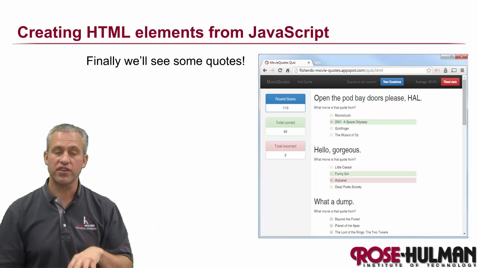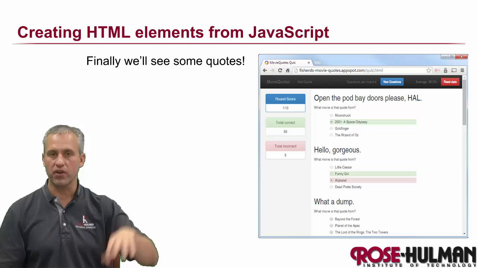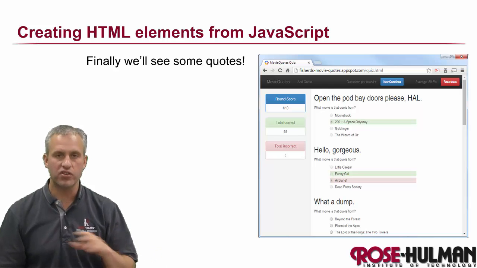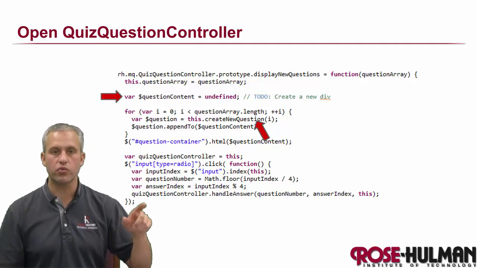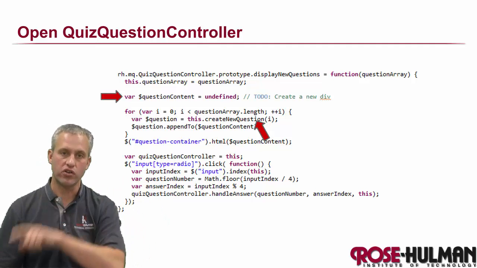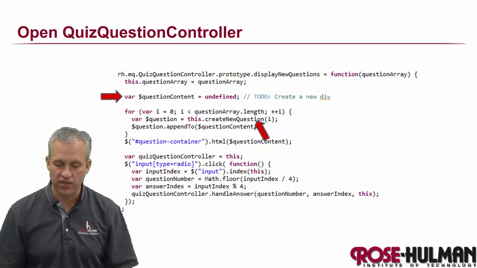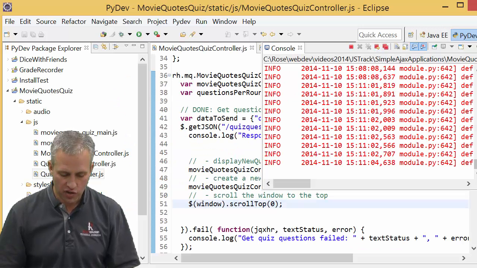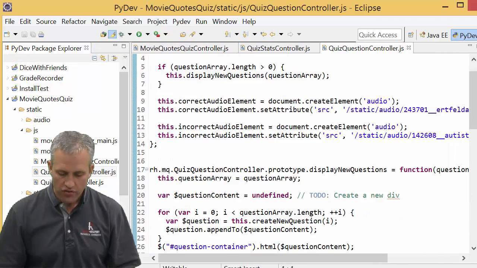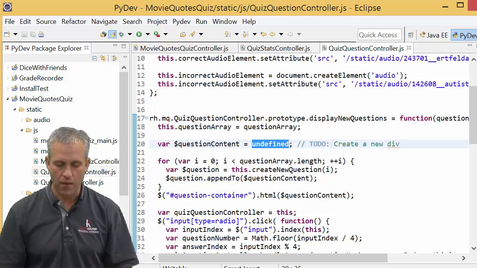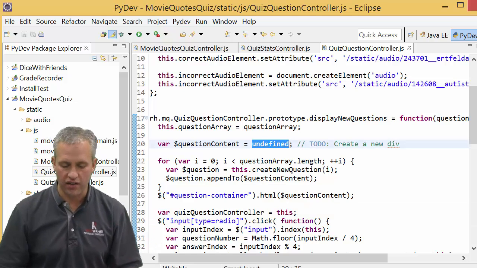jQuery doesn't have a really nice templating system. Some frameworks do, but there are some nice tricks that you can do using jQuery. So what we're going to need to do is go into the quiz question controller and find this area and the to-do. So I'm just going to open up the quiz question controller and look around for to-dos in this area. So the first to-do I found here is on quiz content.